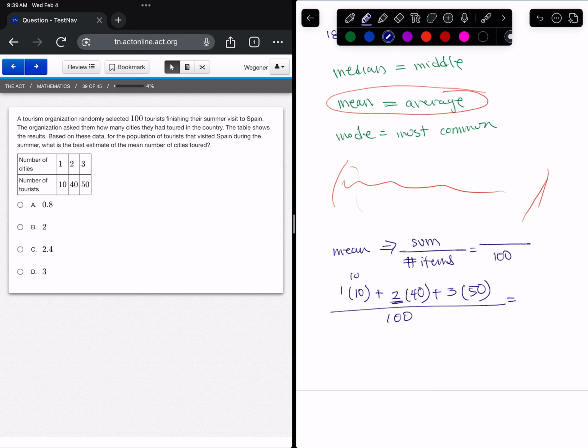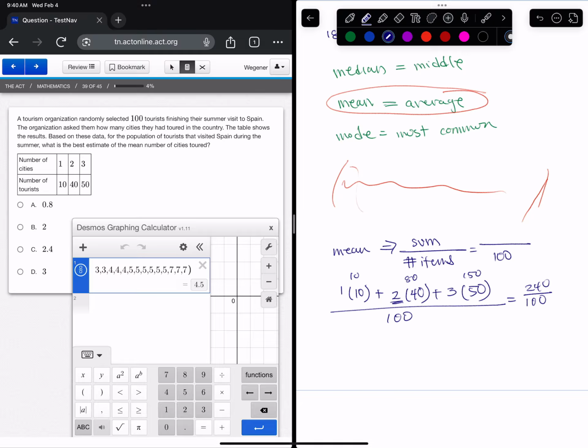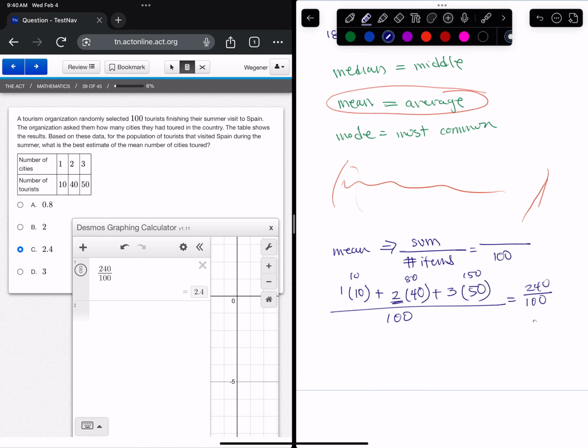So we got 10, 80, and this is 150. That's 240 divided by 100. And I'm just going to put that in the calculator just to be safe. 240 divided by 100, 2.4. So the answer is C. Okay.